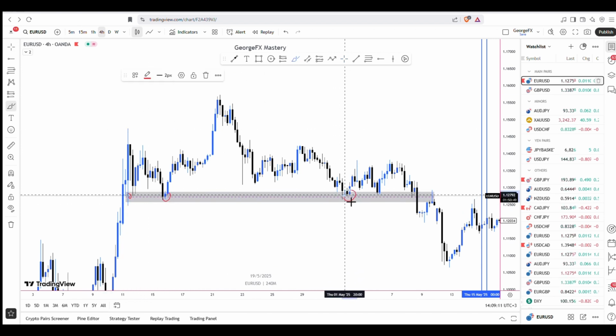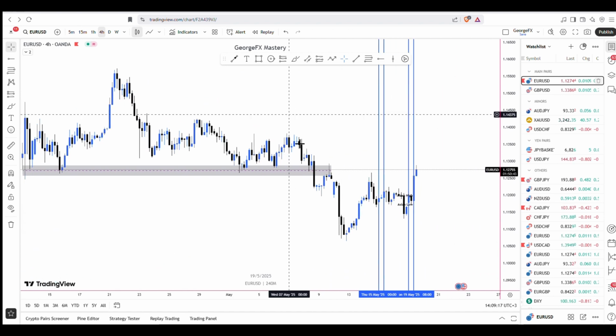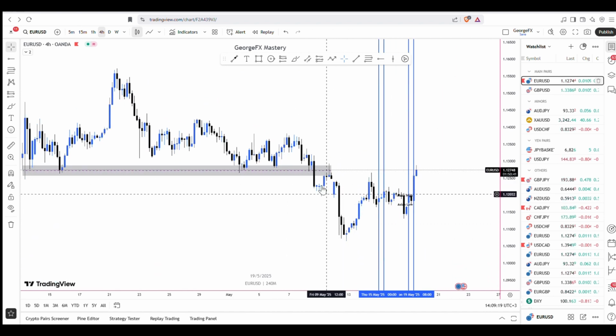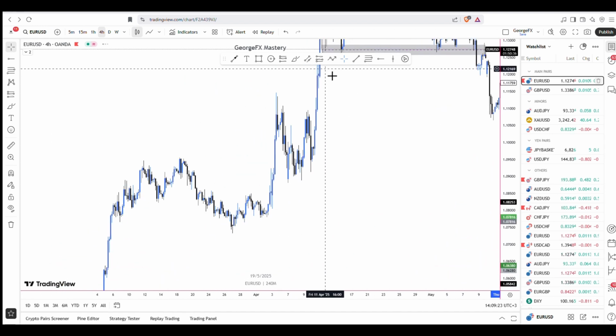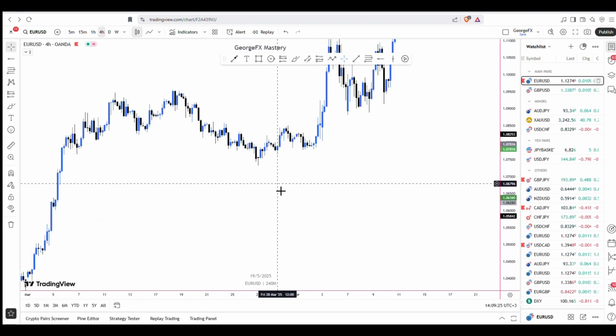So ideally this becomes your support. But I told you guys that the more times price reacts from a particular zone, the higher the chances of it failing. And you can see here the next time price was able to break below. So ideally that is that.